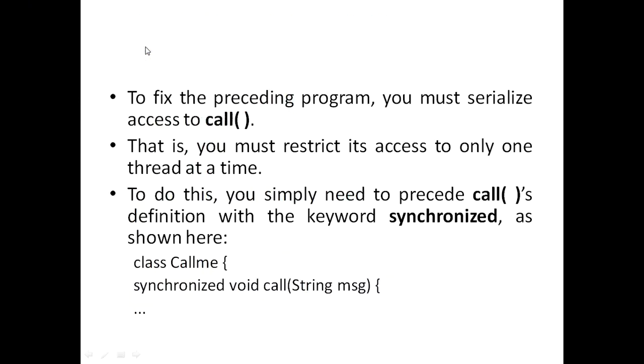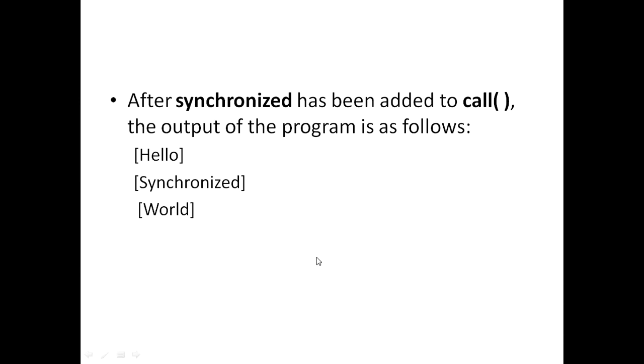So we'll see here. To fix the preceding program, you must serialize access to call. That is, you must restrict its access to only one thread at a time. To do this, you simply need to precede call's definition with the keyword synchronized as shown here. So you have to use just the synchronized keyword, and based on that, you'll get the output like this.